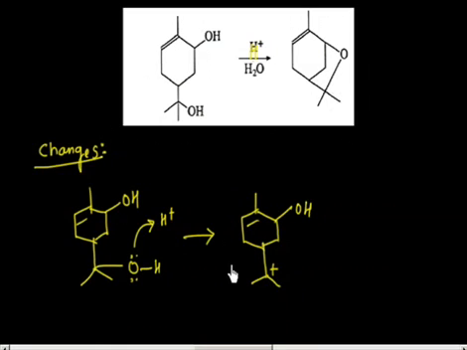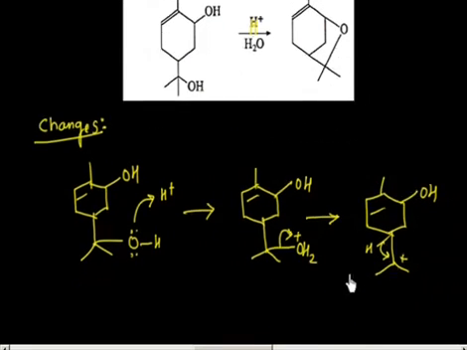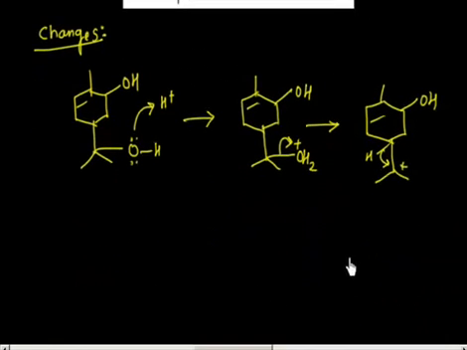In the next step, if I lose H2O, then I will get, so let us say I will have OH2 plus. And now if I lose an H2O molecule, I will get a carbocation. So this molecule has an OH, and here you will have a carbocation. And now in the next step I can do a hydride shift. If this hydrogen shifts to this position with its two electrons, this is a hydride shift.